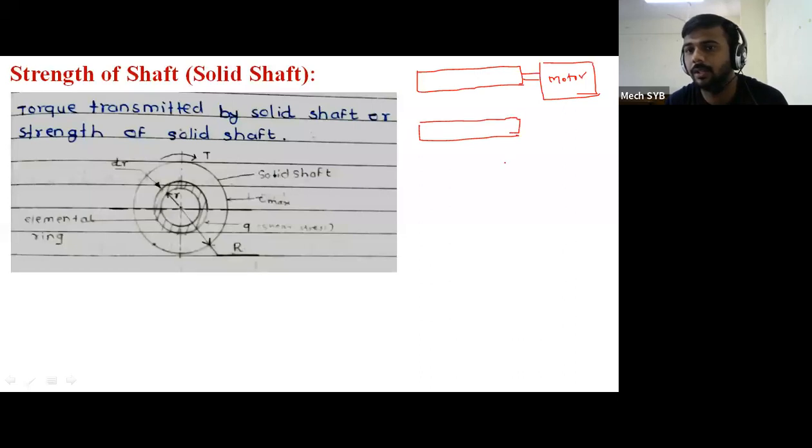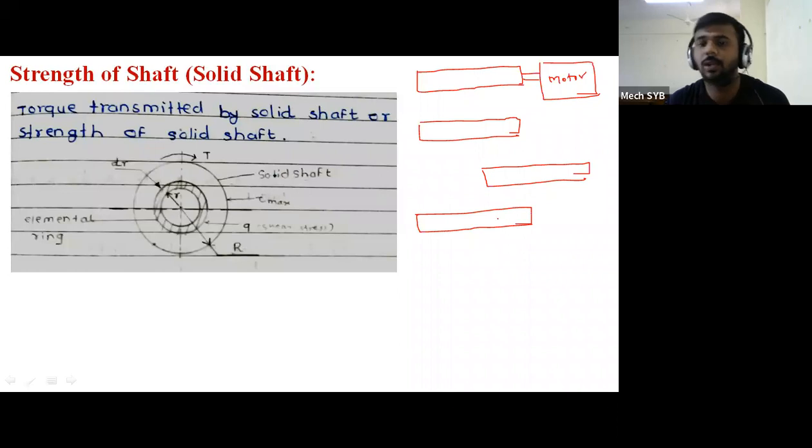Okay, then this is the third shaft. This is the fourth shaft. Okay, so once I start the motor, this shaft number 1 will start to rotate. It may be in clockwise or anti-clockwise direction. Don't worry about that, but it will start to rotate.